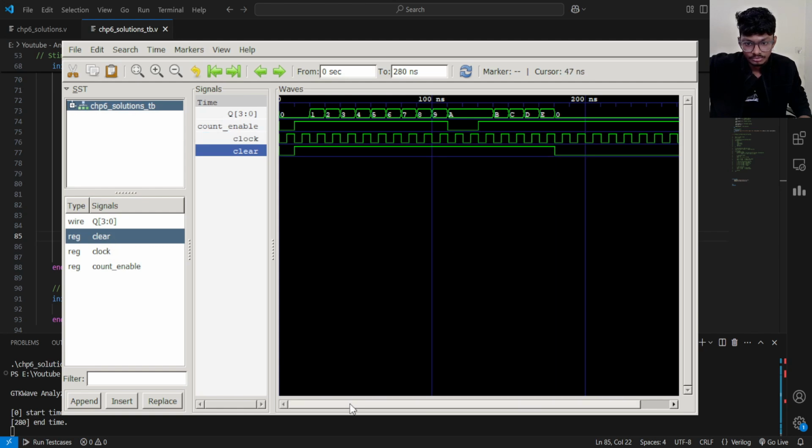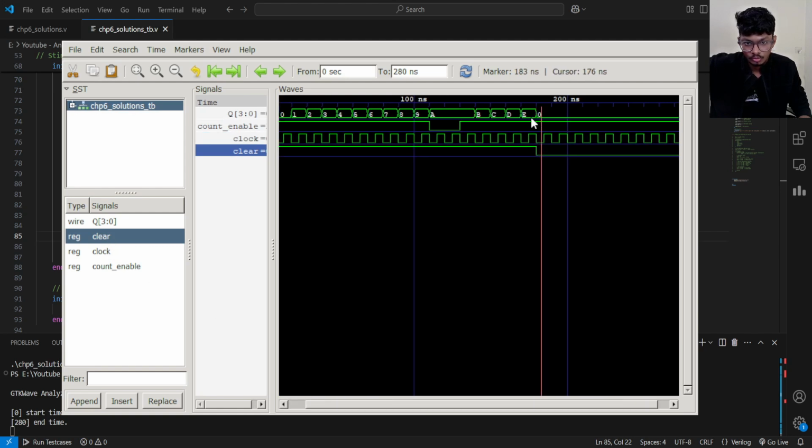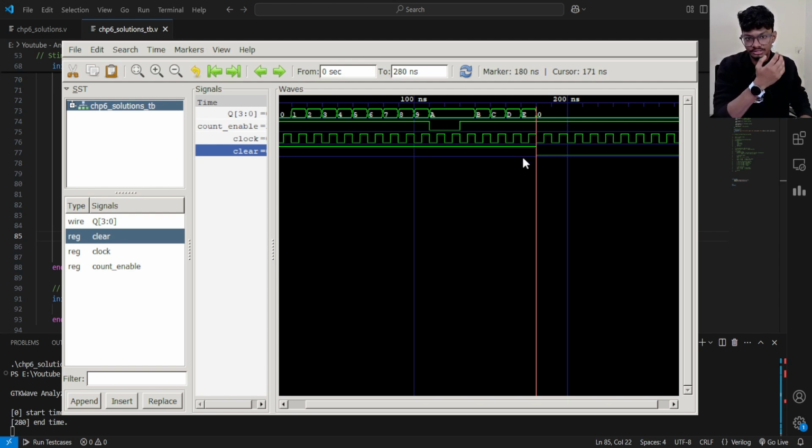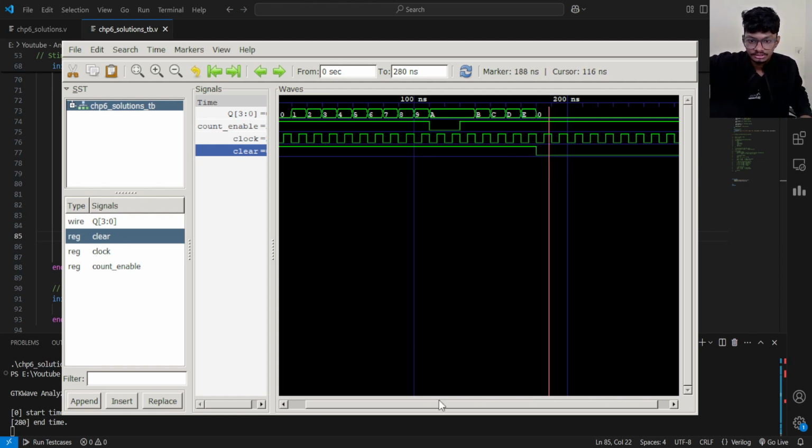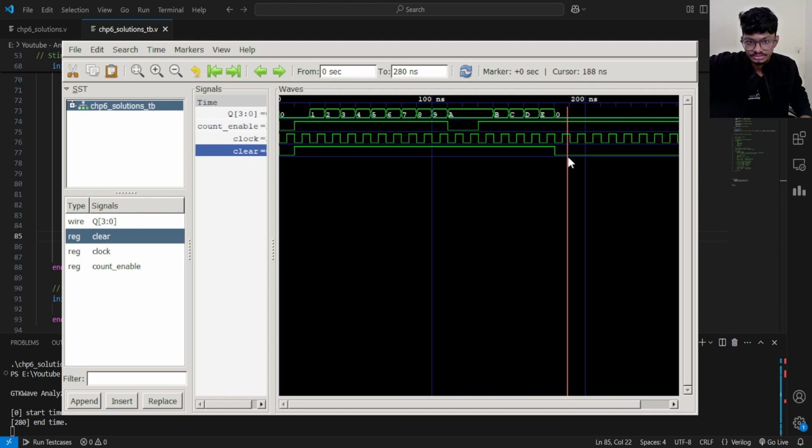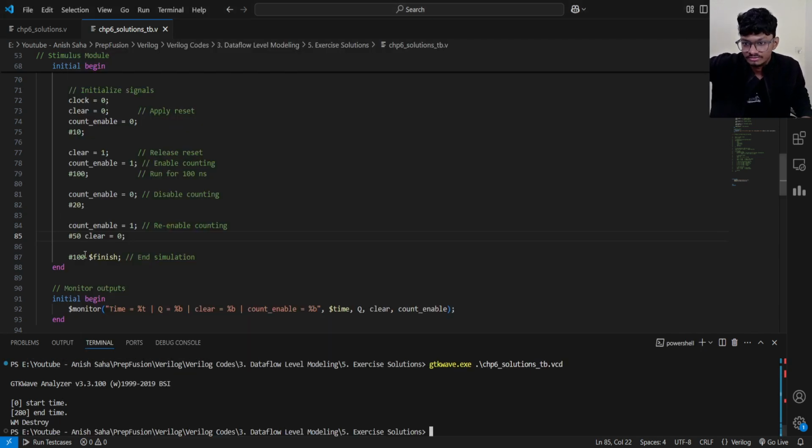You see, once the clear is applied, it directly clears to 0. It does not go to some other value, it directly clears to 0. If the clear is low, then it will always be 0. So that is what we wanted to see, and I hope you have seen this. I can do this after a delay of at least 150, because I want to count up to a certain position. So let me rerun this again.